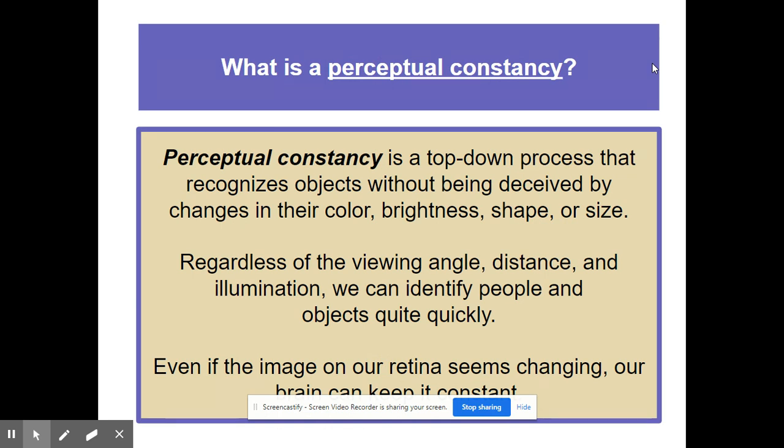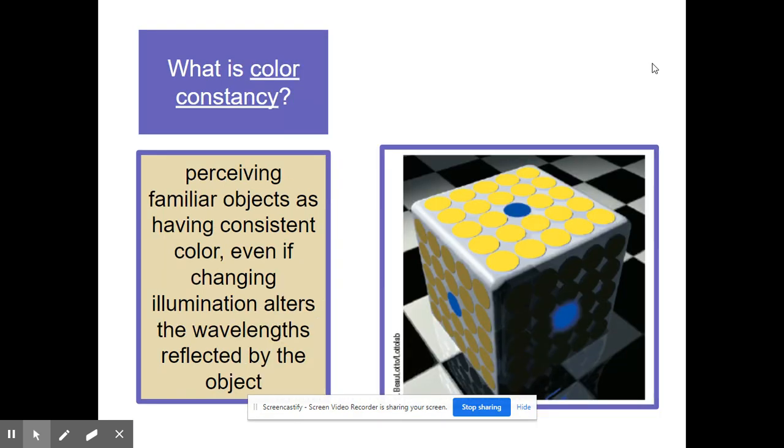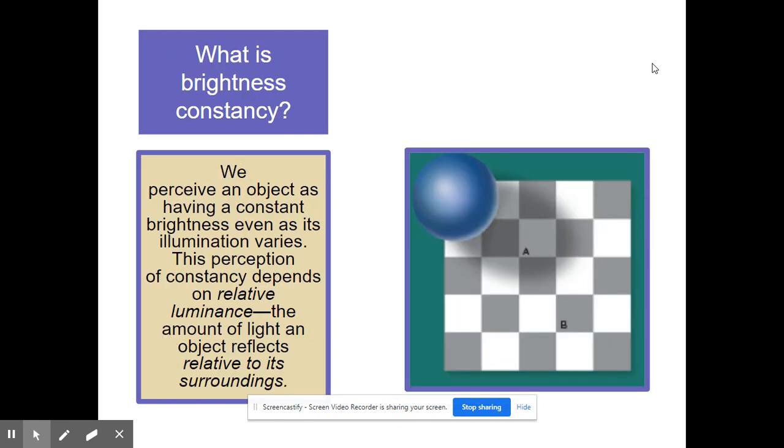Perceptual constancy is a top-down processing that recognizes objects without being deceived by changes in the color, brightness, shape or size. Regardless of viewing angle, distance, and illumination, we can identify people and objects quickly. Color constancy. We perceive lightness depending on relative luminance, the amount of light an object reflects relative to its surroundings. There's also brightness constancy. The color depends on more than just wavelength. Color comes from the environment as well, light reflected by surrounding objects.